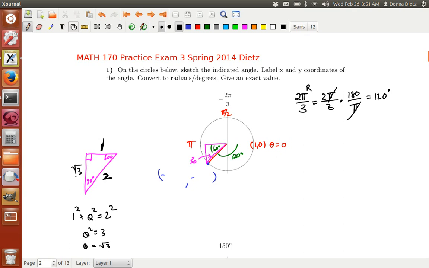Okay, and so what do we have? We have, but this guy is on the unit circle. So that means this is actually divided by 2, divided by 2, divided by 2. So the answer here is minus, let's see, x is going to be minus root 3 over, no, y is minus root 3 over 2, and x is minus 1 over 2.